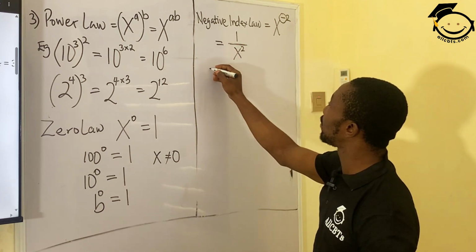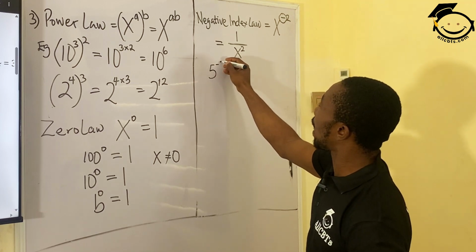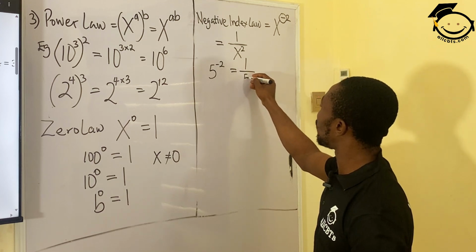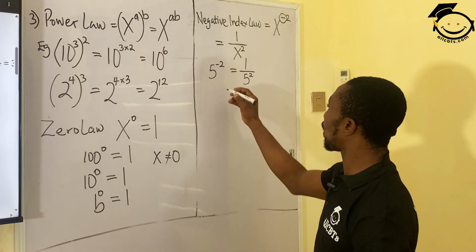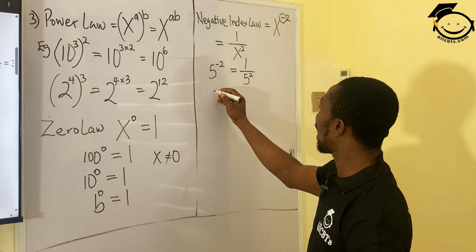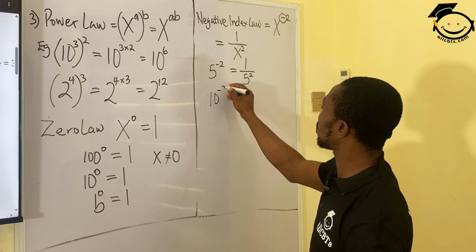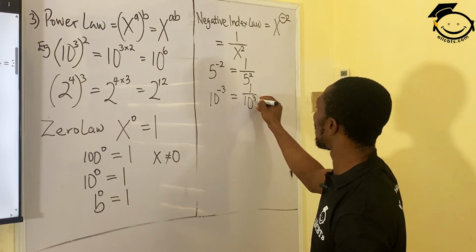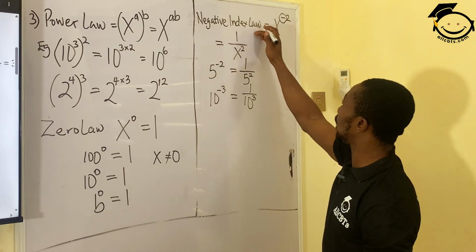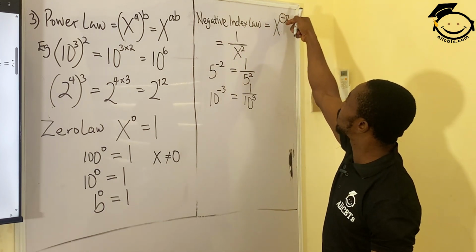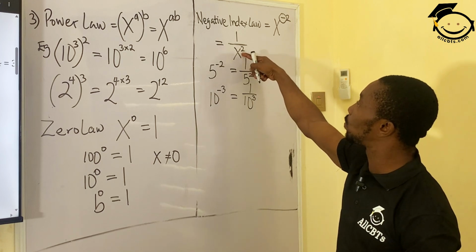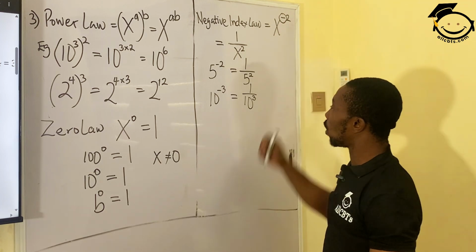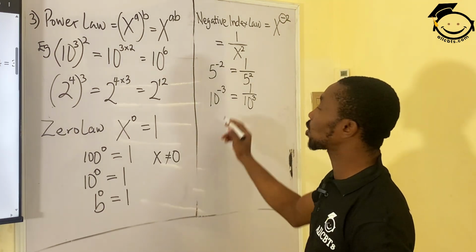So whenever you have 5 raised to power minus 2, this can be rewritten as 1 all over 5 raised to power 2. If we have 10 raised to power minus 3, this can be rewritten as 1 over 10 raised to power 3. So our negative index law simply removes our negative sign and makes it positive by introducing 1 all over the positive of our number.